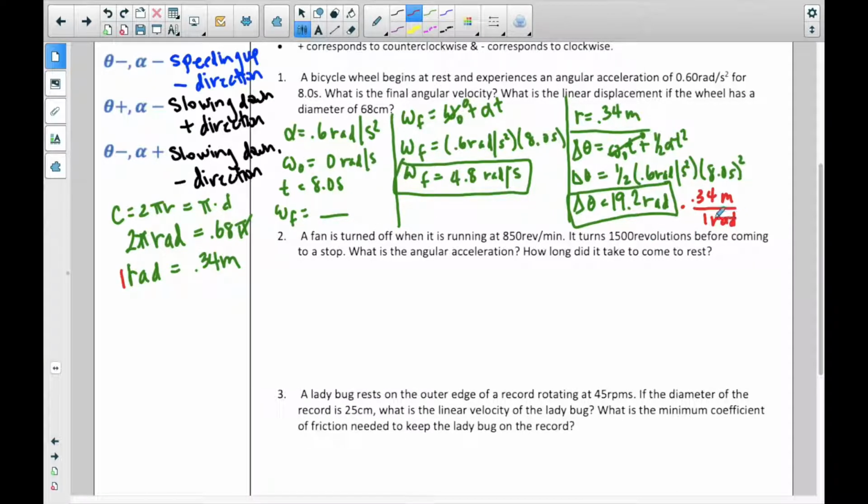And so now my radians cancel. And so my linear distance is just 19.2 times 0.34. And that answer comes out to be 6.5 meters. And so the generalized formula that I was talking about is going to be that if we take our theta, the angular displacement, and we multiply that times the radius, it will give us the linear distance.